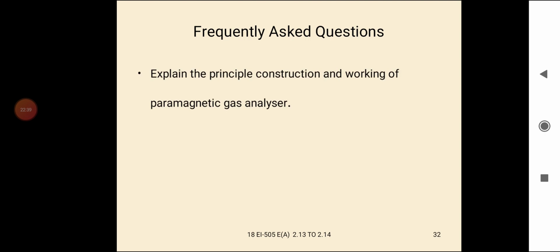Frequently asked question: explain the principle, construction and working of a paramagnetic gas analyzer.